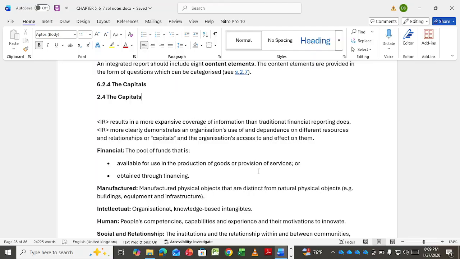Okay. But basically, integrated reporting talks about the other reports that are provided other than the financial statements. You know, at the end of the financial year, the reports that are provided. I remember you mentioned the social, economic, environmental stuff.